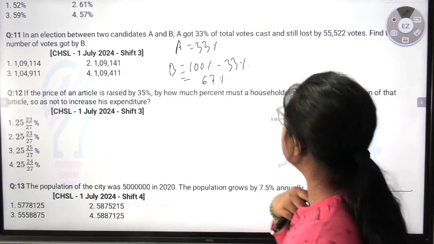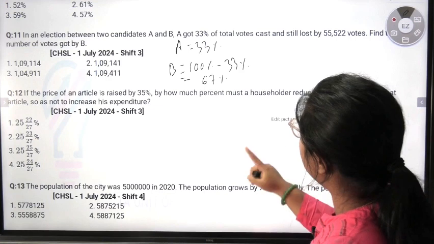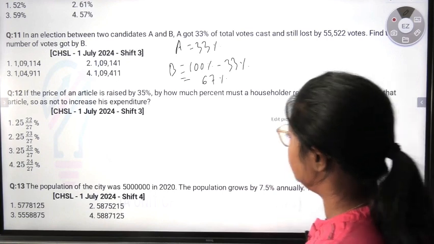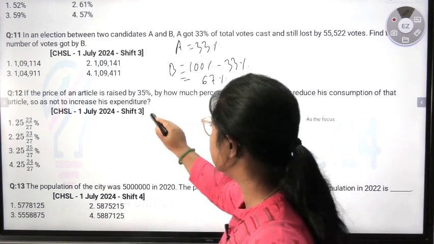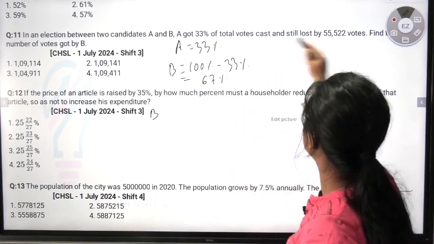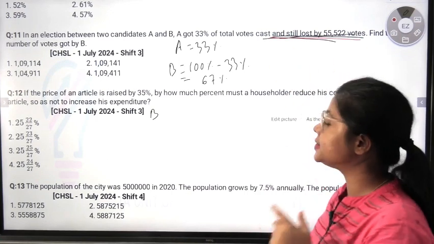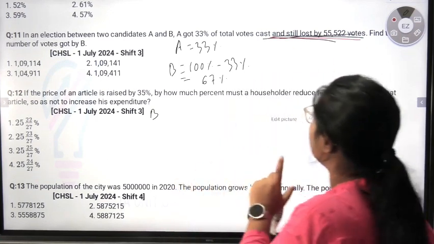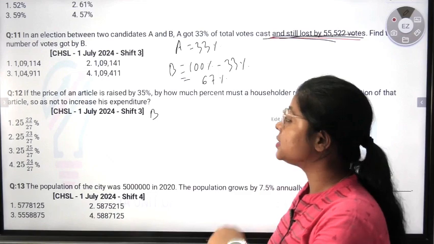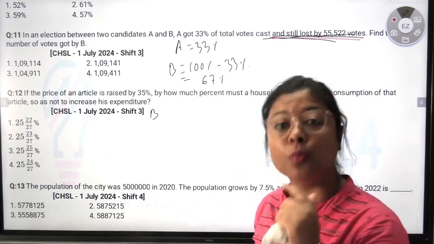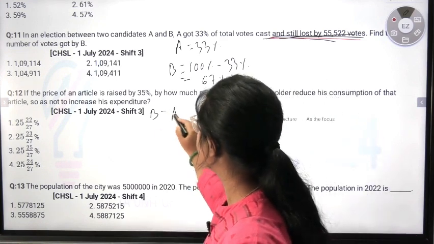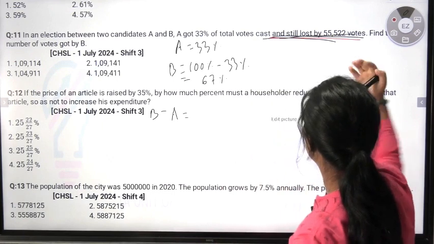Now, what is given in the question? It is given that A lost the election by 55,522 votes. That means B gets more votes than A. Another way of understanding this line is that since A lost the election by 55,522 votes, B gets 55,522 more votes than A. That means how much more is B than A?